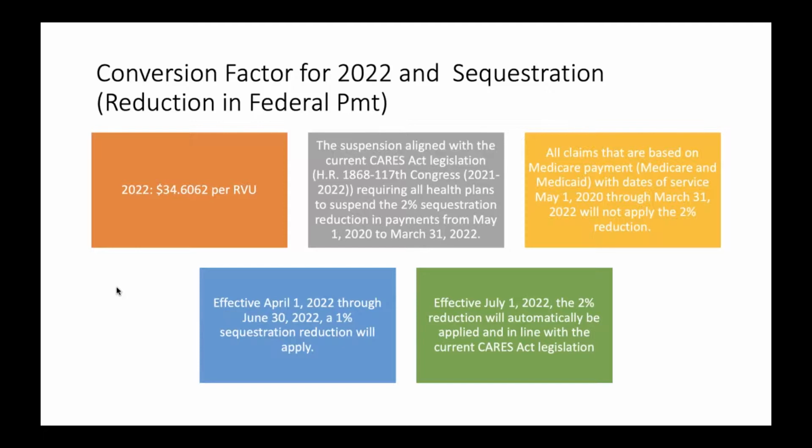A 1% reduction will apply, and they're pulling the Band-Aid off slowly, so there's not a huge dip in revenue, I guess. So effective on April Fool's Day through June 30th, the 1% reduction applies. First, the 2% that was supposed to go into effect on May 1st, 2020, will be in effect on July 1st, and it's in line with the current CARES Act legislation.